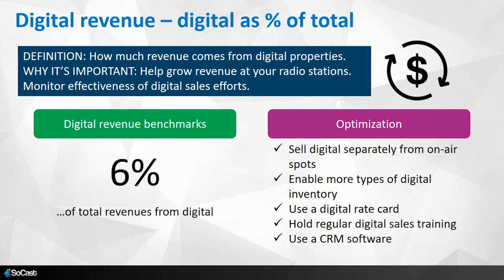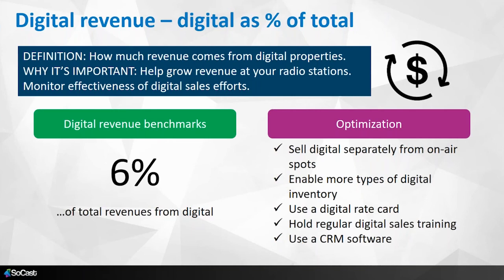In terms of benchmarks, according to our 2017 Digital Trends in Radio survey, nearly 1/4 of broadcasters get 6% or more of their revenue from digital. We consider this to be a strong starting benchmark for stations to aim for as well. In order to achieve this, first, be sure to sell digital separately from your on-air spots. You can definitely do bundles where an advertiser would get both digital and on-air ads. Just make sure that you're not throwing in the digital component completely for free because it does have value.